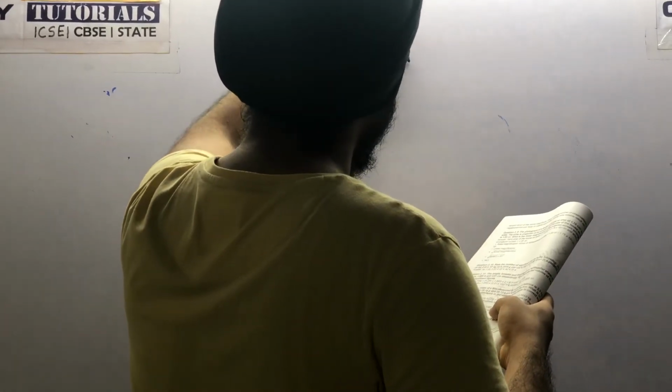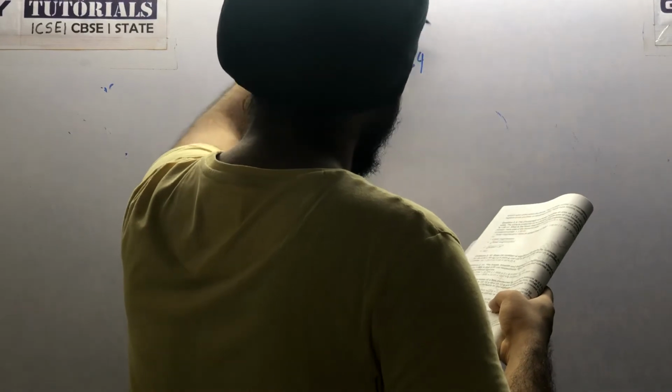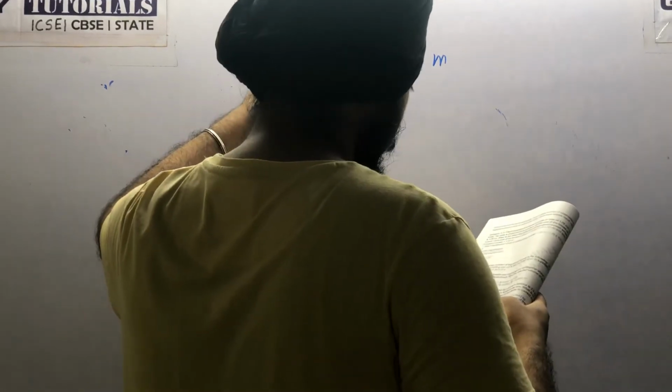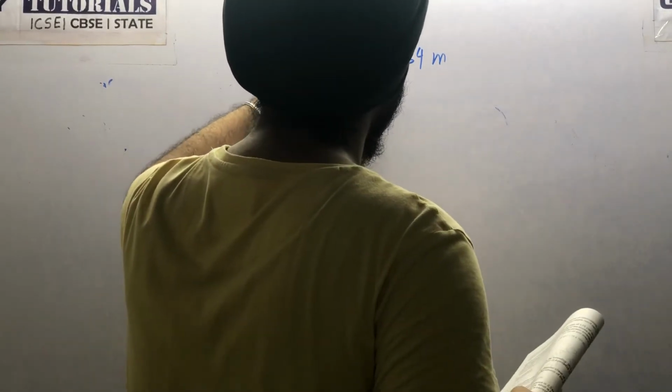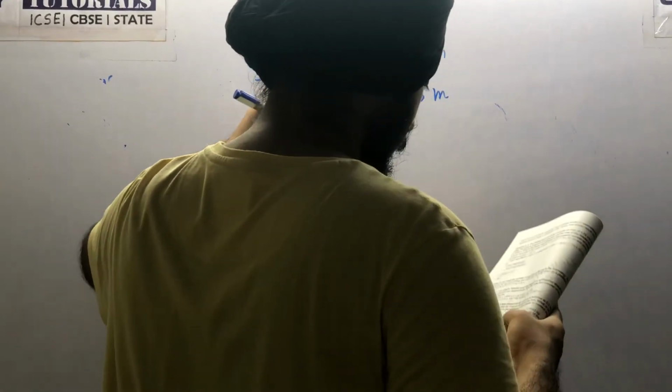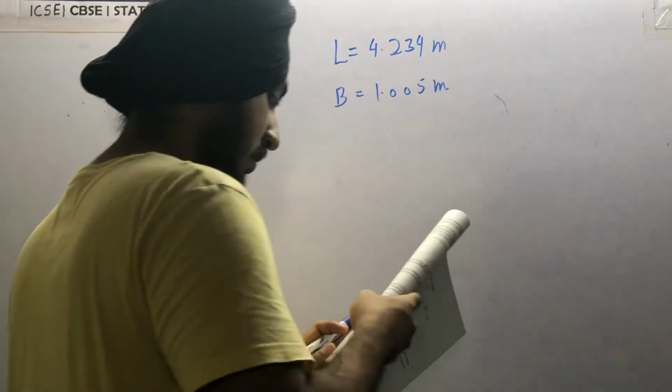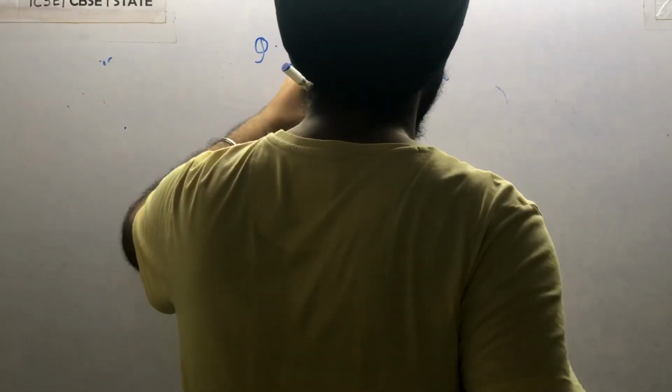They have given you the length is equal to 4.3234 meter. Okay, breadth is equal to 1.005 meter, and thickness is equal to 2.01 centimeter.